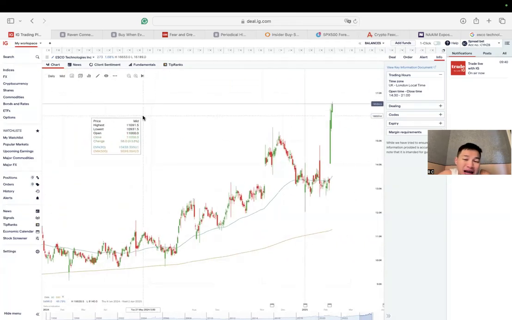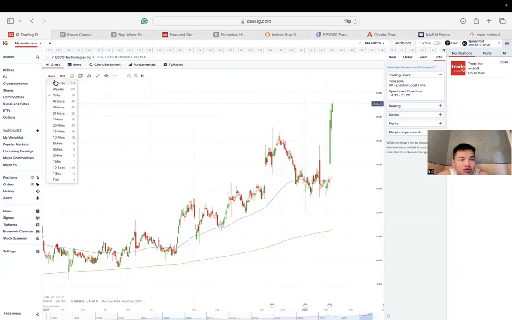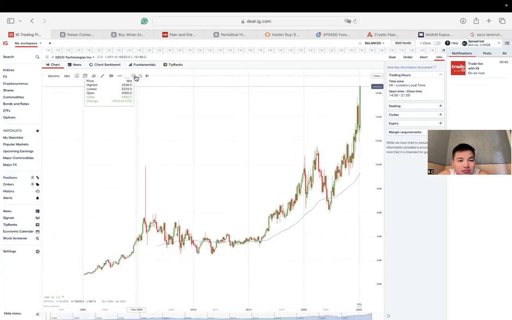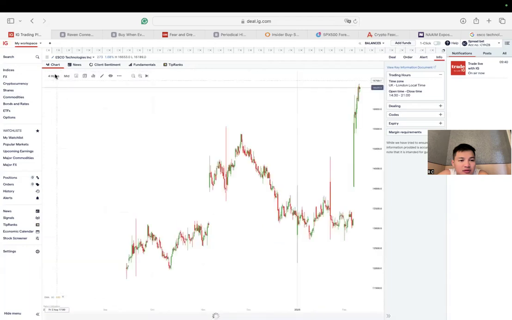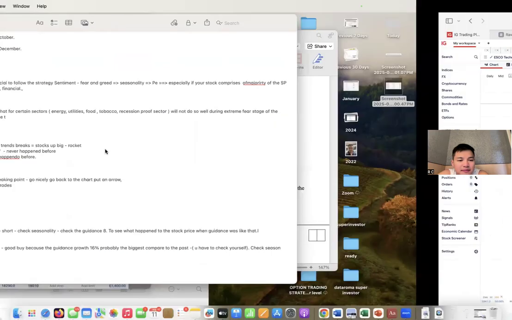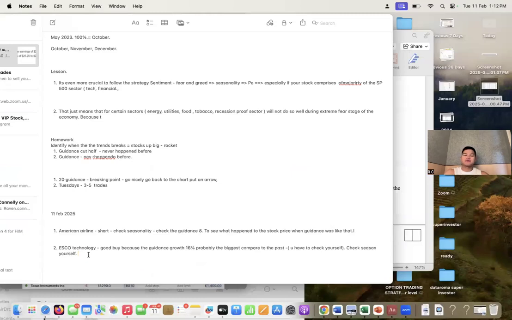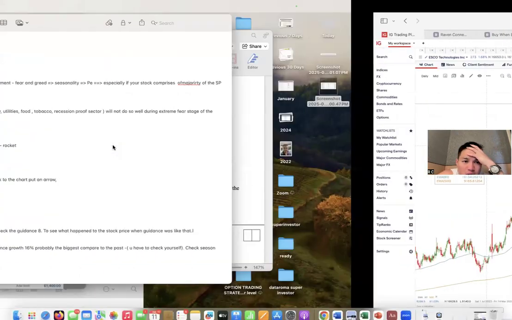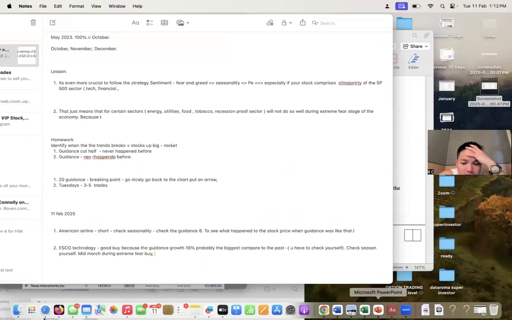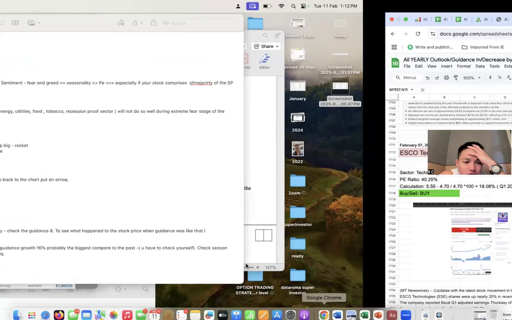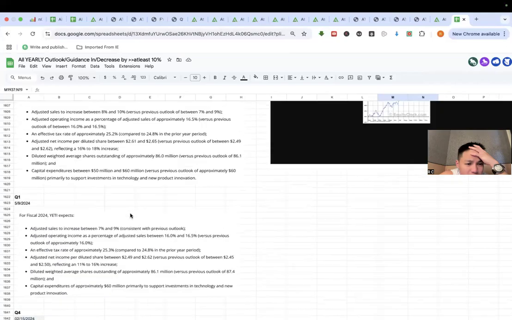So from what it looks like right now, I would say mid March as well. Okay. Just around mid-March during the extreme fear stage. Okay. This is what you're gonna buy. Let's look at the next one right now. I'm gonna go through a little bit faster now, not so detailed, because I'm just trying to find some stock right now. Okay.